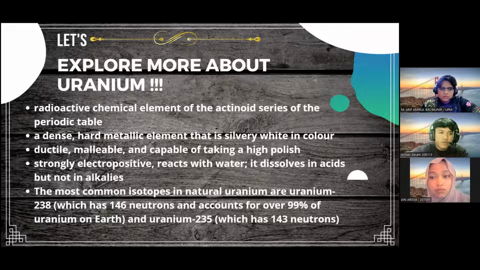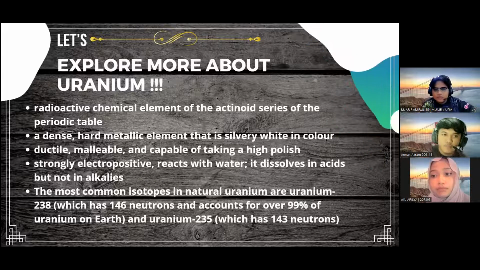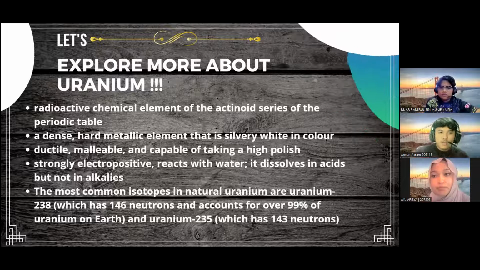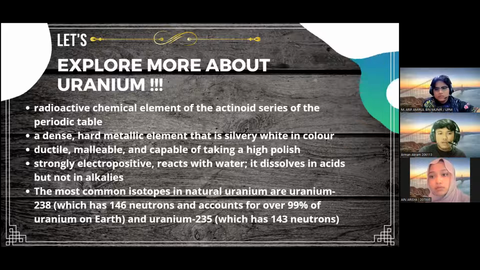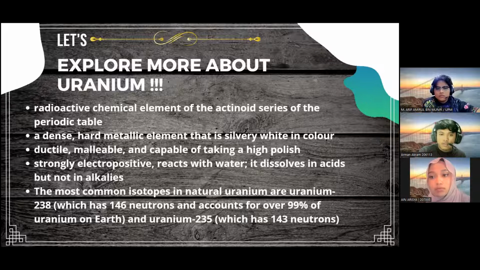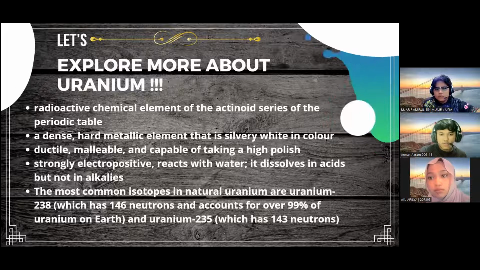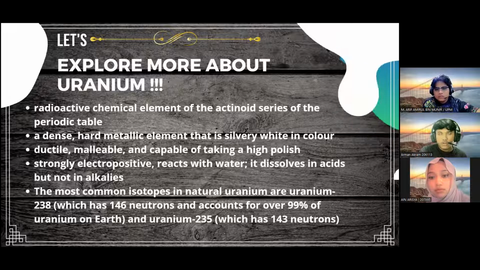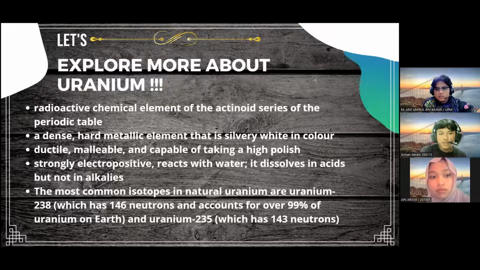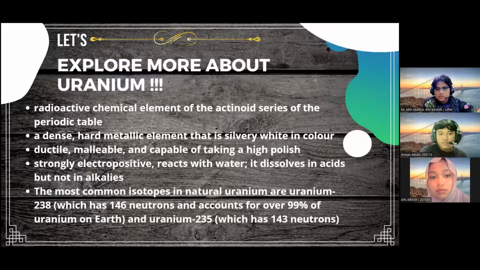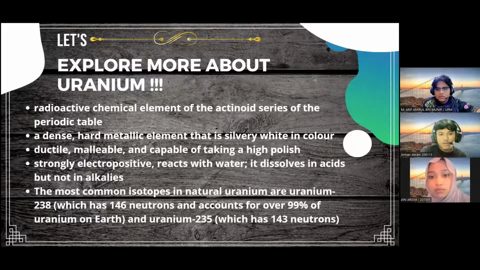Uranium is a radioactive chemical element of the actinoid series of the periodic table. It is a dense, hard metallic element which is silvery white in color. It is ductile, malleable, and capable of taking a high polish. Other than that, it is strongly electropositive, reacts with water, and dissolves in acids but not in alkalis.